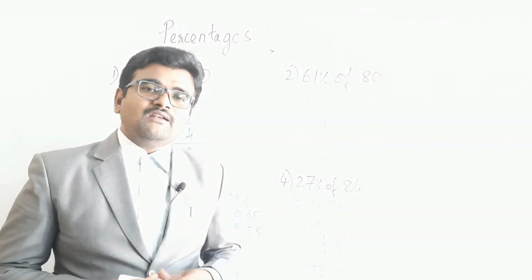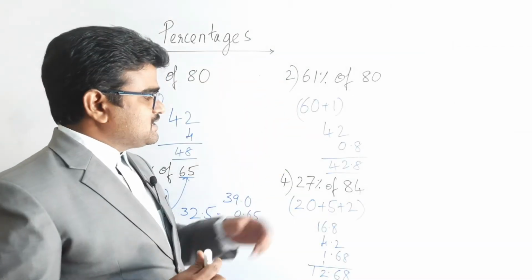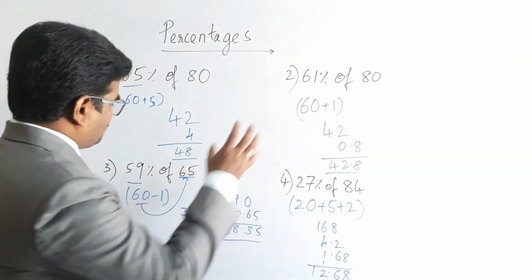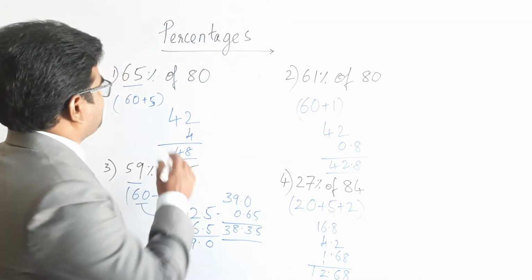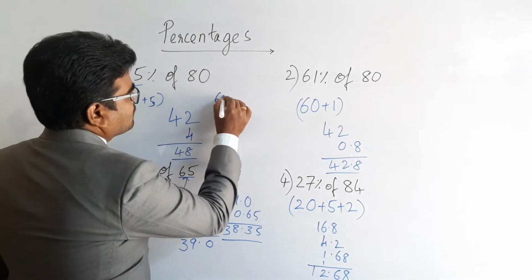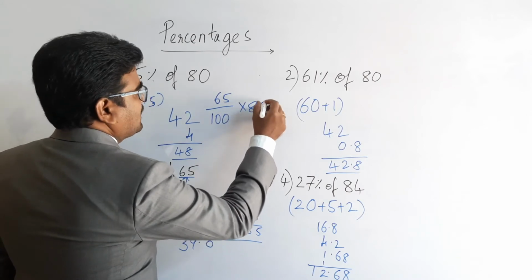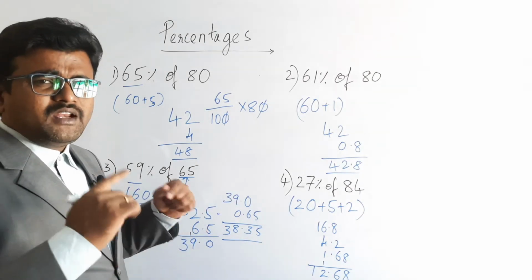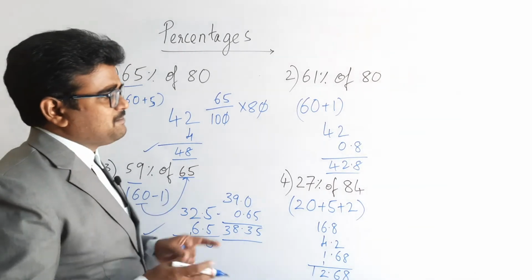Friends, so what we have done, we have split that particular 65% or 59 or 61 or 27 into some round figures like 20 plus 5 plus 2, like 60 plus 1, 60 minus 1. Most people calculate this by writing 65 by 100 into 80. They will go for cancellations and multiplications, all these things. It takes more time, friends. It takes very much time. So you can mostly prefer this type of technique for calculating percentages.